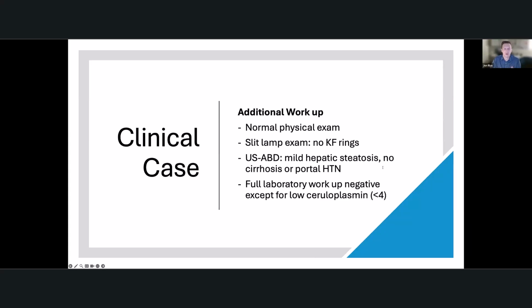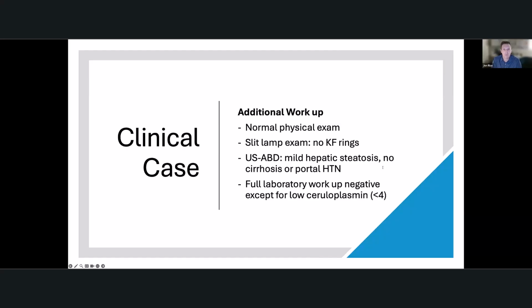So now that we've had all of our training on what to look for, what to ask for, we go back and think about her case and the additional workup for her. There's a normal physical exam. She did get a slit lamp exam that showed no Kaiser-Fleischer rings, and her ultrasound showed mild hepatic steatosis with no cirrhosis or portal hypertension.